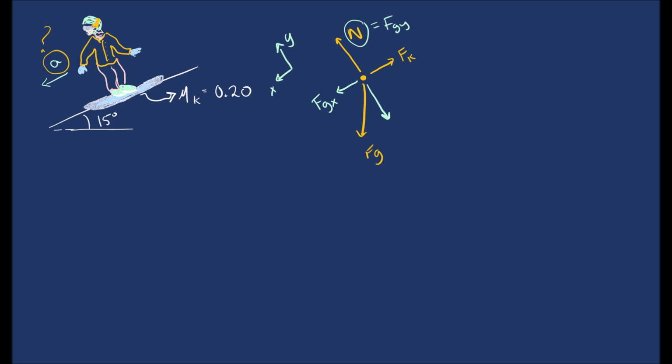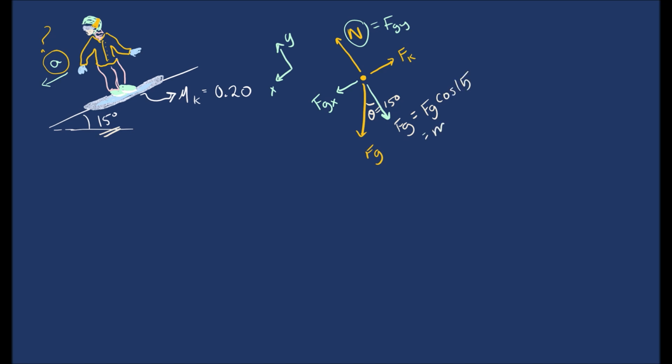Okay, so this angle right here, theta, is going to equal the 15 degrees. Remember, we derived this in our previous set of videos, but this is going to be a 15-degree angle right there. So we know that our y component of gravity is going to be equal to the force of gravity times the cosine of 15 degrees.